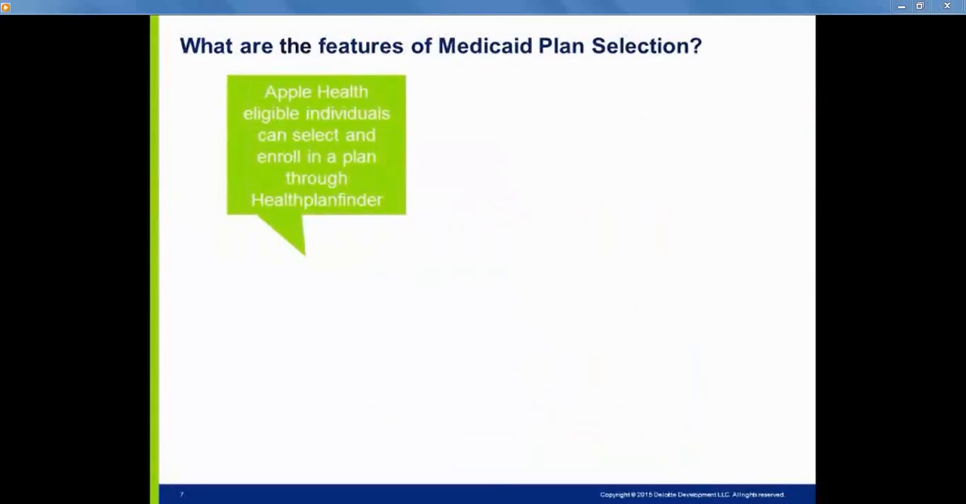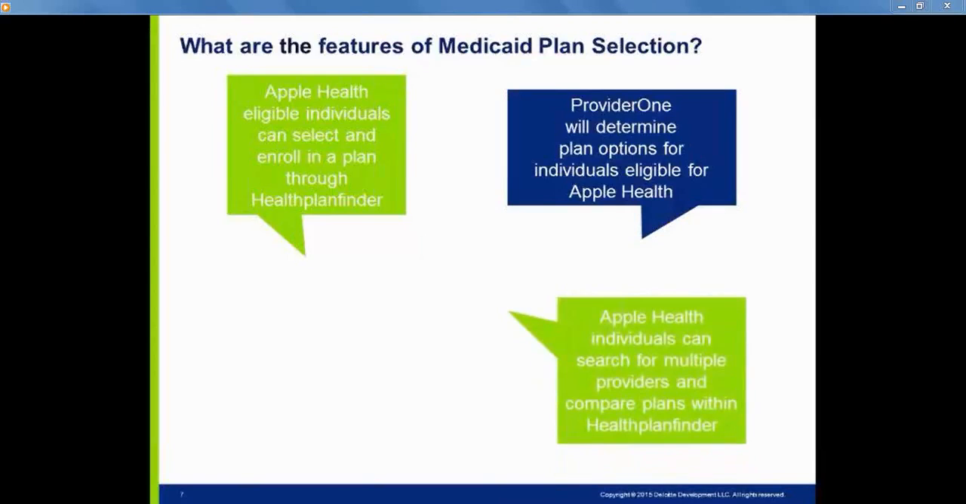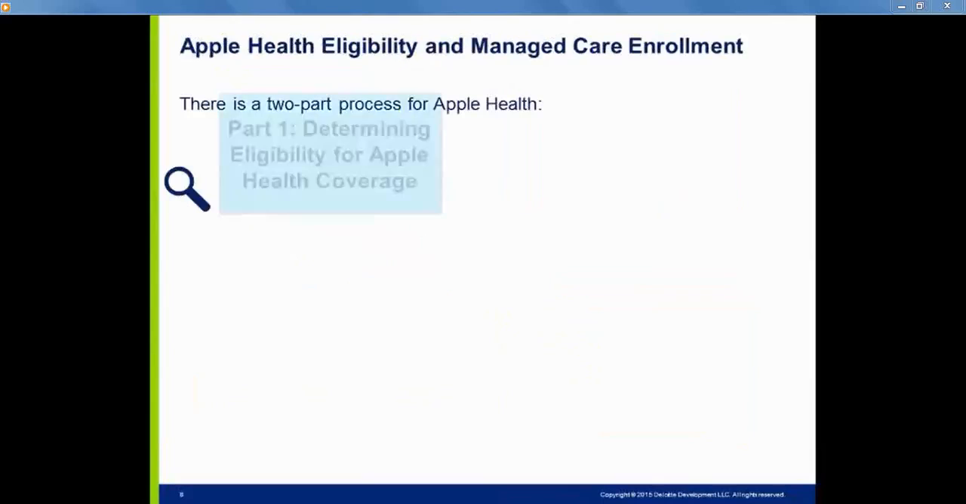Let's summarize the features of Medicaid plan selection. Apple Health eligible individuals can select and enroll in a plan through Healthplanfinder. Provider One will determine plan options for individuals eligible for Apple Health coverage. Apple Health individuals can search for multiple providers and compare plans within Healthplanfinder. If individuals eligible for Apple Health don't select a plan, they will be auto-enrolled by Provider One.